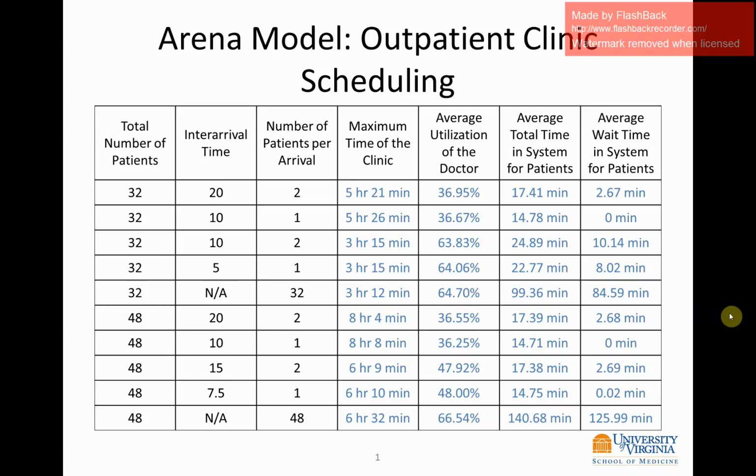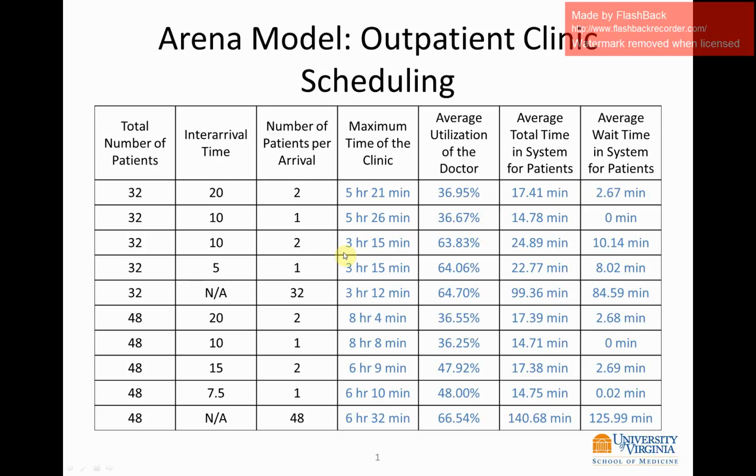So just to look at some of these results, here I've filled out the solutions in terms of the maximum time of the clinic, average utilization of the doctor resource, where we have 2 doctors, and average total time in the system for the patients, and average wait time in the system. So we can see that double booking versus single booking over that same 20-minute per 2 patients time period, the double booking leads to slightly longer average time in the system due to a bit of waiting time, so 2 2/3 minutes of waiting time.